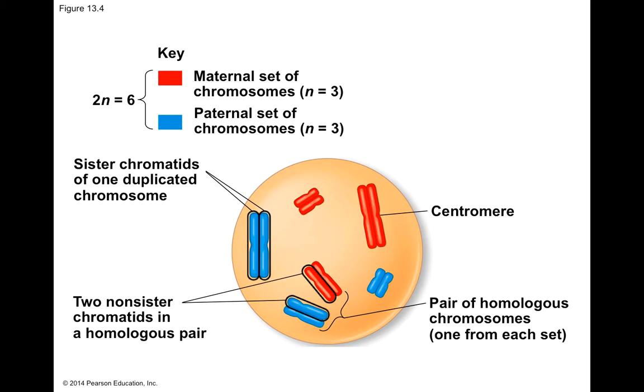In this diagram, we have a cell where the diploid number is 6, so 2n equals 6. The 3 maternal chromosomes are colored in red, while the 3 paternal chromosomes are colored in blue. Notice that these chromosomes have already been copied during the S phase of the cell cycle, so each chromosome is made up of 2 sister chromatids. We can distinguish these chromosomes by their size. So the 2 long chromosomes would be homologous, the 2 medium ones are homologous, and the 2 short ones are homologous.